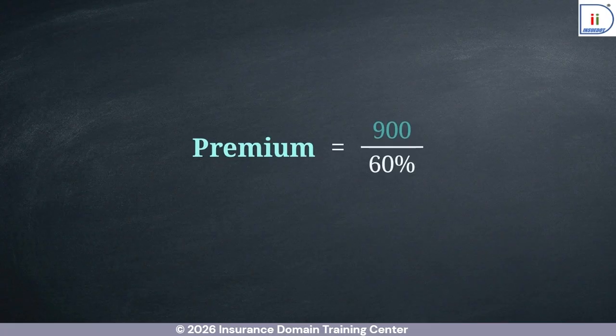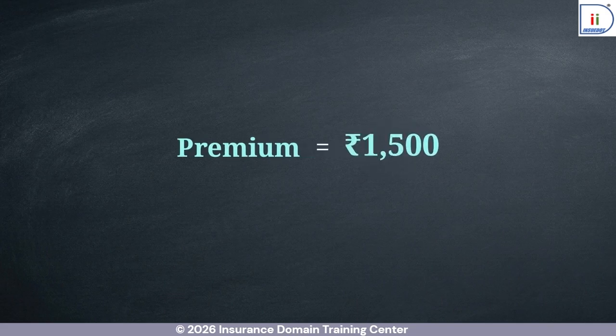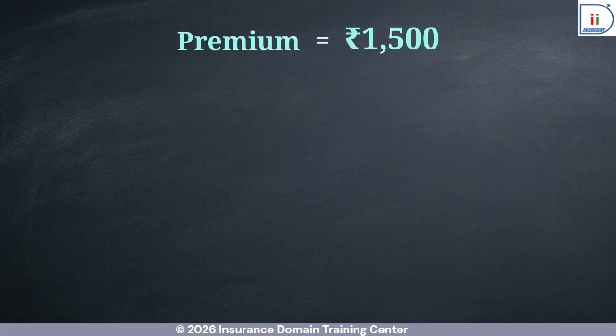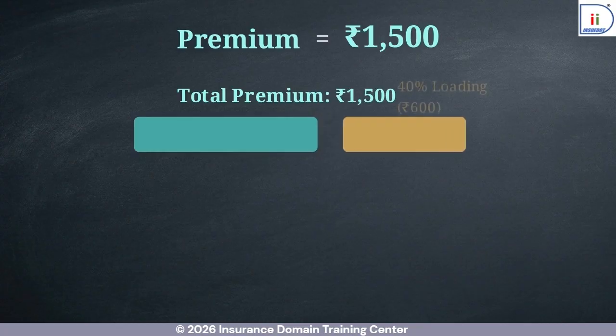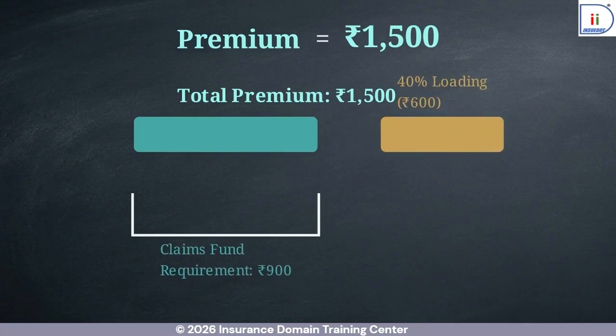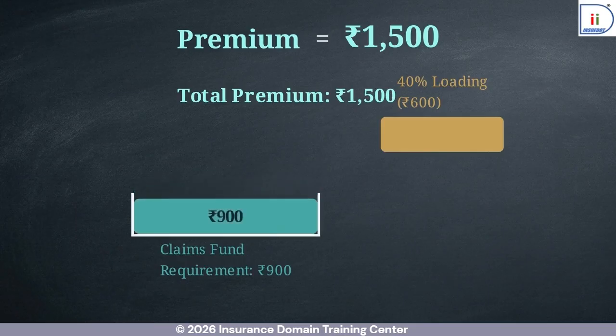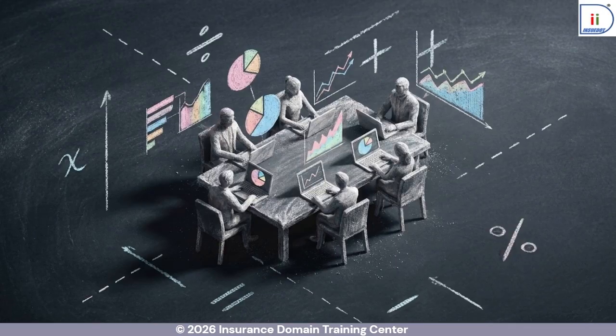Take a few seconds to calculate this yourself. What is 900 divided by 60%, or 0.60? The resulting premium is exactly 1,500. Let's verify that against the business requirements. The company takes its 40% loading from the 1,500 premium, which is 600. That leaves exactly 900 rupees, perfectly refilling the required claims fund.